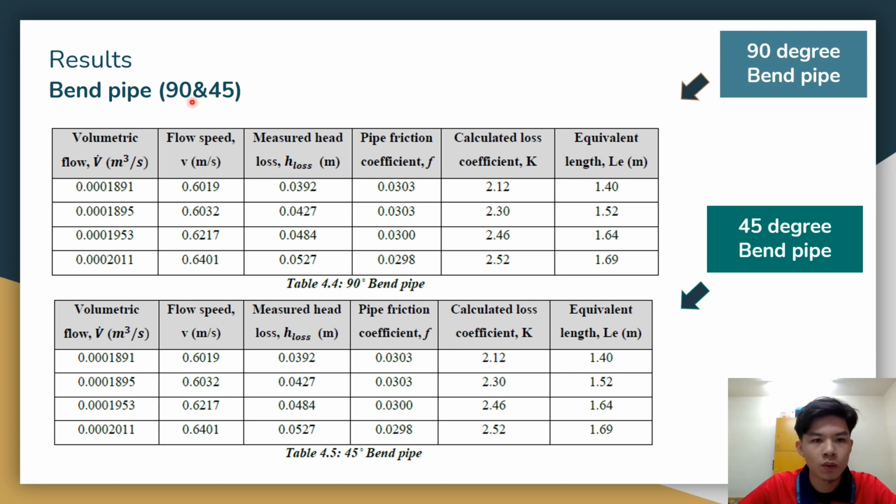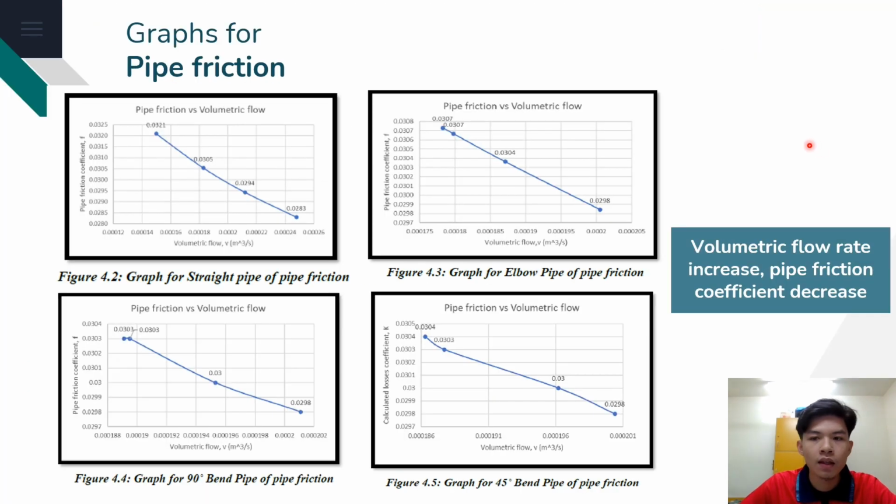Next, we also calculate for the bend pipe for 90-degree and also the 45-degree. So the first table is about the 90-degree bend pipe, while the second one is the 45-degree bend pipe. And then from those four elements, we constructed these four graphs of the pipe friction. As you can see, from all of the graphs we can conclude that when the volumetric flow rate increases, the pipe friction coefficient will decrease.